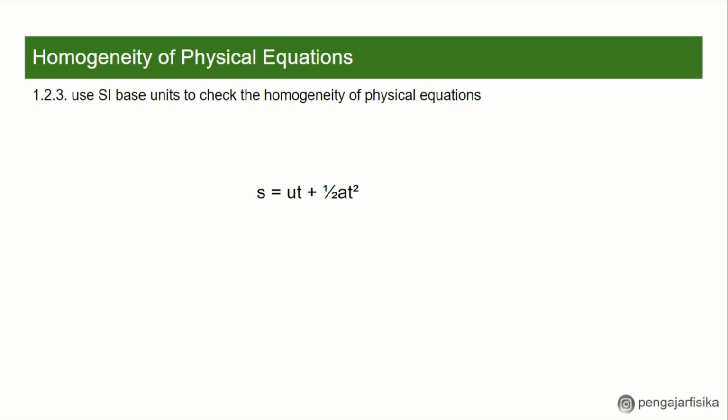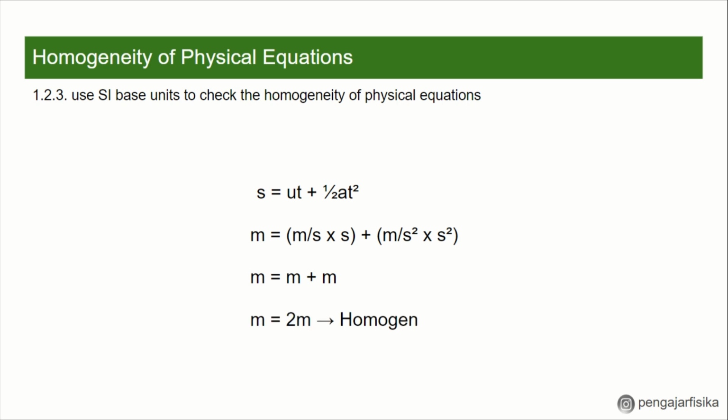The unit for displacement s is meters. The unit for the terms on the right side, ut and half at squared, also resolve to meters when you apply the SI base units. This confirms that the equation is homogeneous and correctly represents a physical relationship.